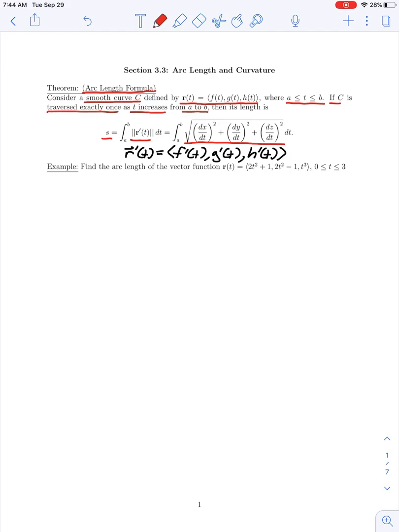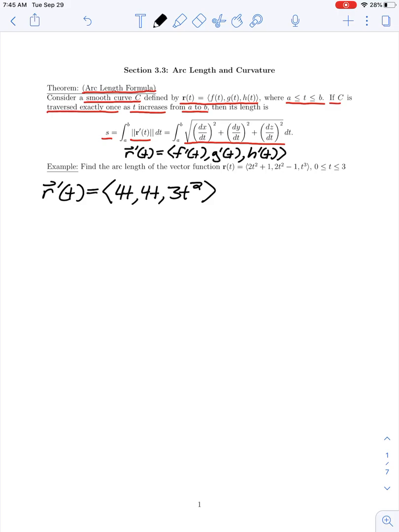So let's look at an example of this. We're asked to find the arc length of the vector function given here on the interval from t equals 0 to 3. So using our new arc length formula, we would first find the tangent vector to this space curve, r prime of t. So differentiating each component, we would have 4t, 4t, and 3t squared.